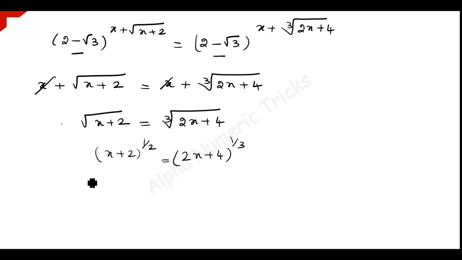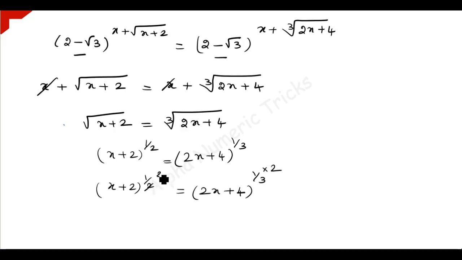Now we can square on both sides. So you have x plus 2 whole to the power half times 2, we are squaring on both sides, is equal to 2x plus 4 whole to the power 1 by 3 times 2. Now these two terms get cancelled. So you have x plus 2 is equal to 2x plus 4 whole to the power 2 over 3. But here we have to eliminate this 3 also. So we have to cube on both sides.